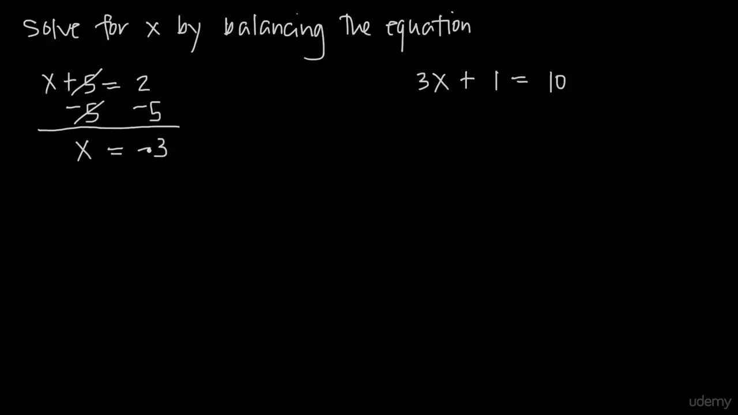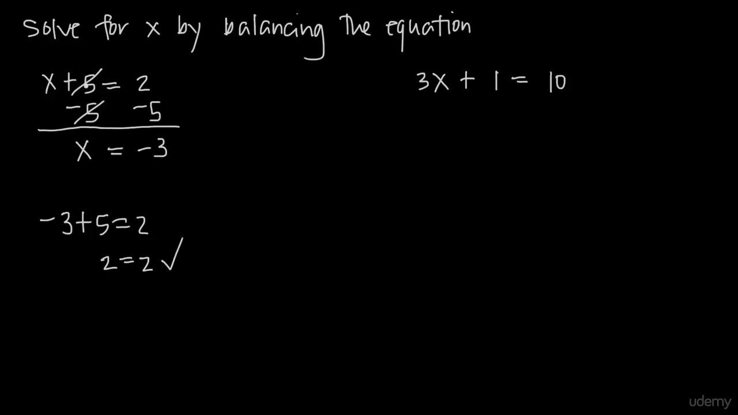Now, if we want to double check ourselves and show that balancing works, what we can do is plug our solution, x equals negative 3, back into the original equation that we were given. So we had x plus 5 is equal to 2. If we plug negative 3 in for x, we get negative 3 plus 5 is equal to 2. Over here on the left, we can do this simple arithmetic. We get negative 3 plus 5 is 2. We can say 5 minus 3 is 2. Either way, we get 2 is equal to 2. And because this checks out here, we know that we found the correct solution for x.